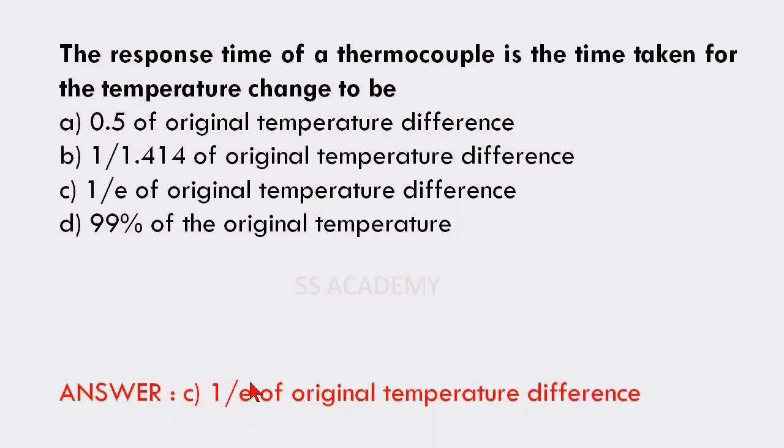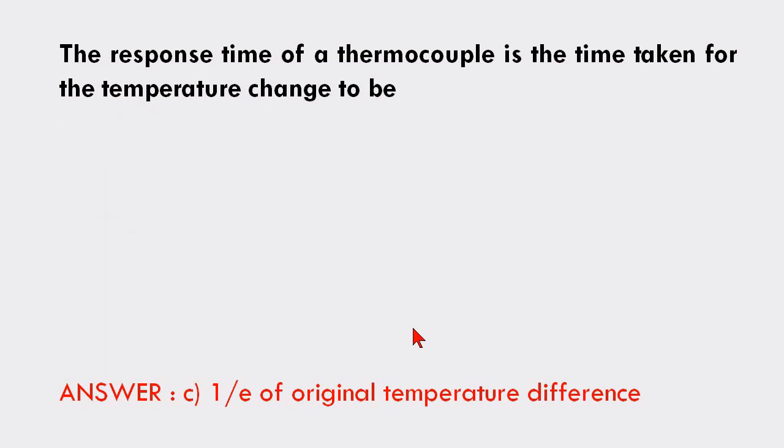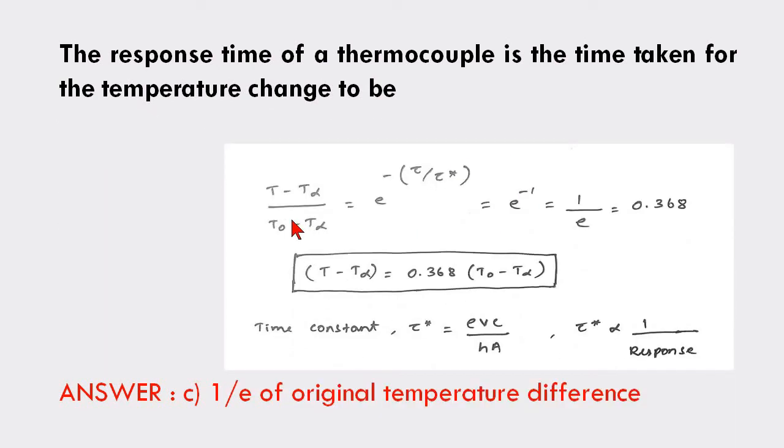Answer is option C, 1 divided by E of the original temperature difference. The response time of a thermocouple is the time taken for the temperature change to be 1 divided by E of the original temperature difference. Okay, so here I have given the relationship. So the time constant relationship and the response time of a thermocouple relationship is given here.